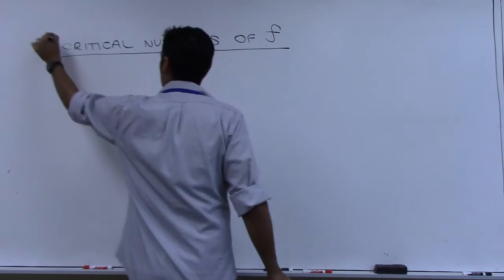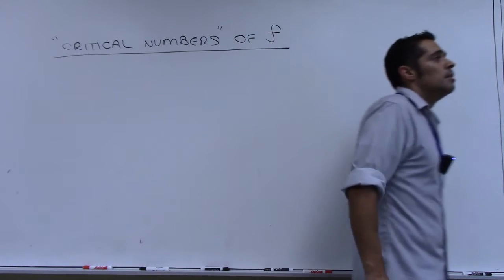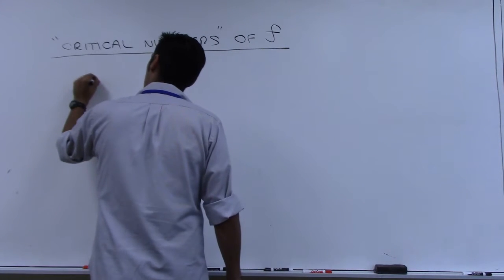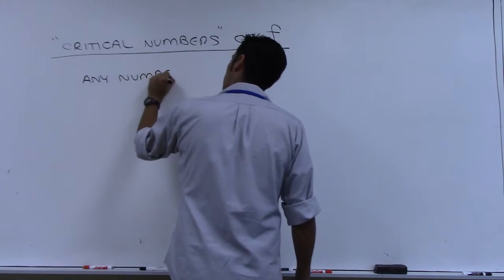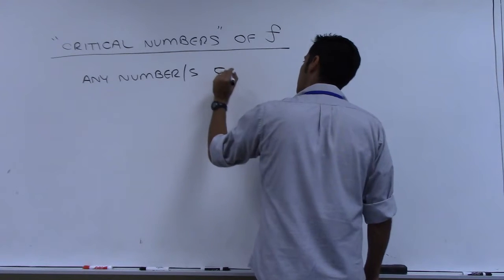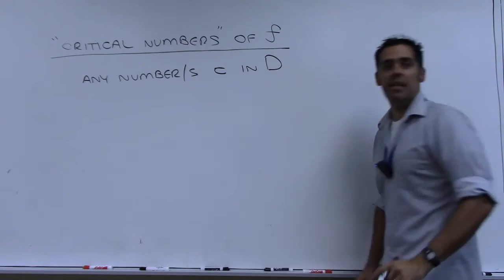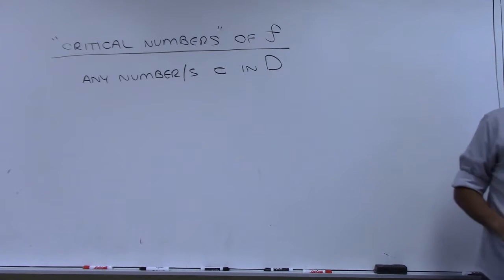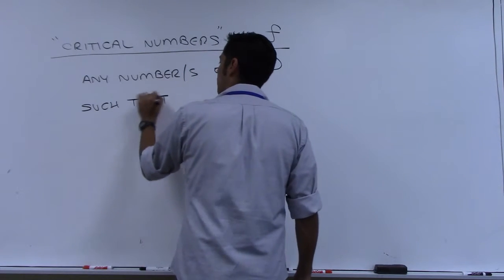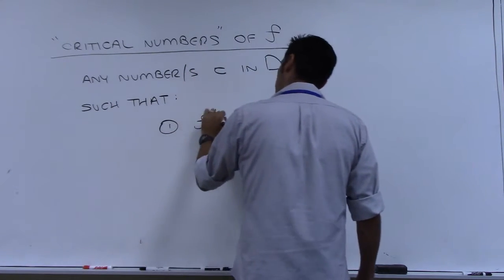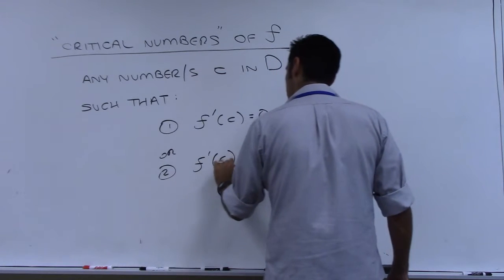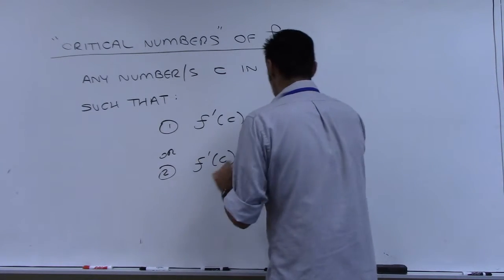The critical numbers of a function are any numbers, any number, or possibly numbers, you could have more than one, any number c in the domain of the function, okay, so in capital D, which is the domain of the function, such that one of these is true: f prime of c equals 0, or f prime of c is undefined, does not exist.